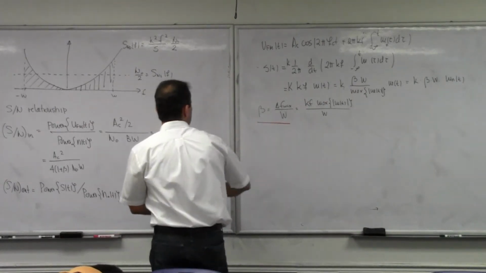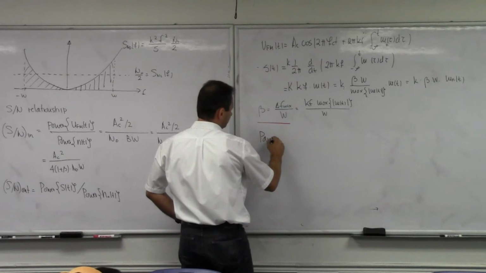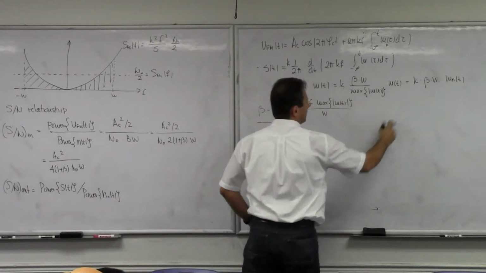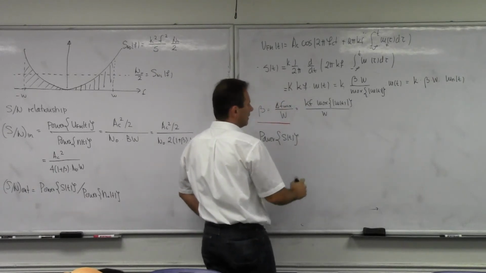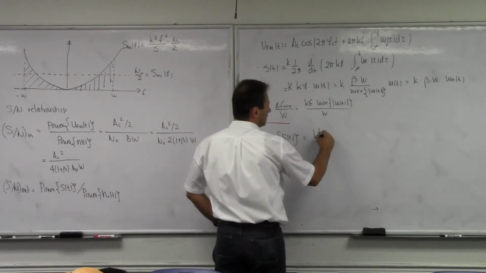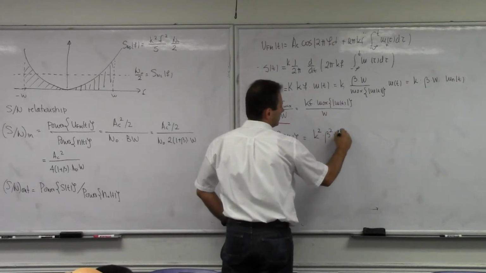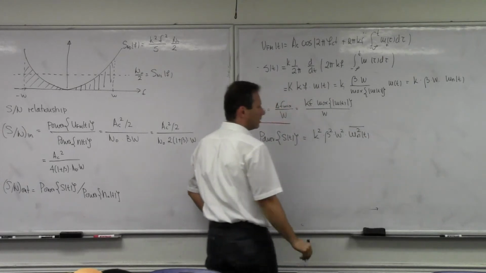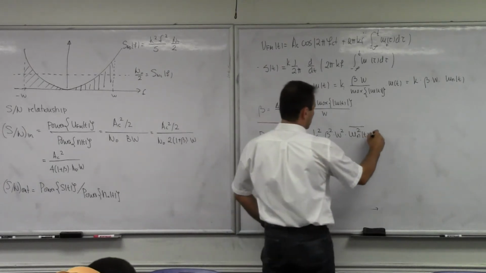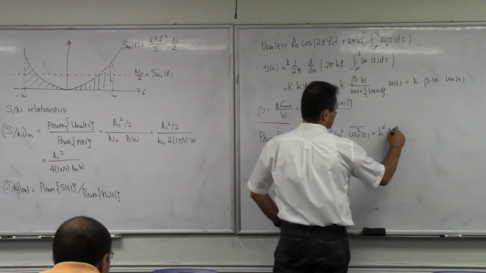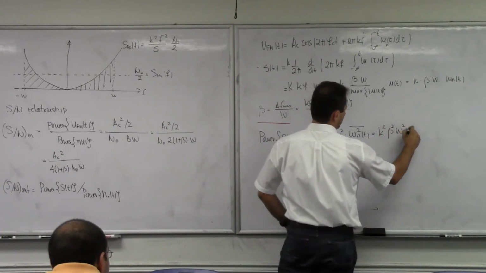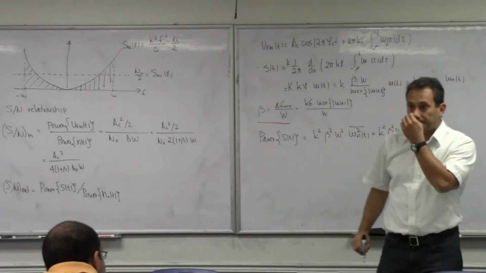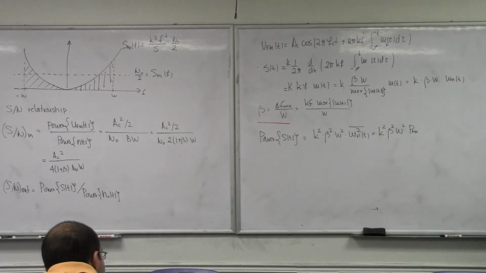Now what is the power of this signal? Power of s(t). I'm going to take the square of this and average over time. So this is K squared times beta squared times W squared times the normalized m(t) squared, averaged over time. Or the shorthand notation: K squared times beta squared times W squared times the power of the normalized message. So that's the power of the signal.